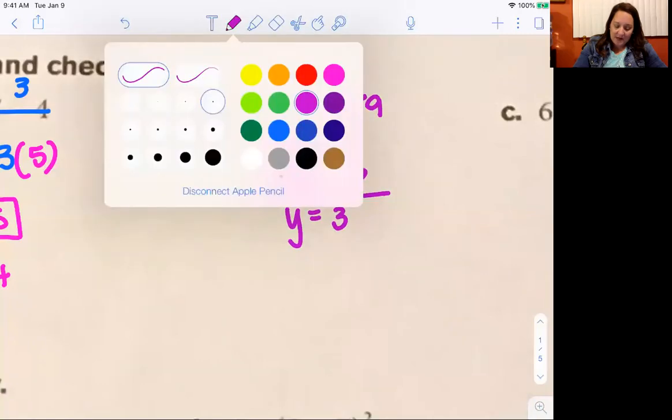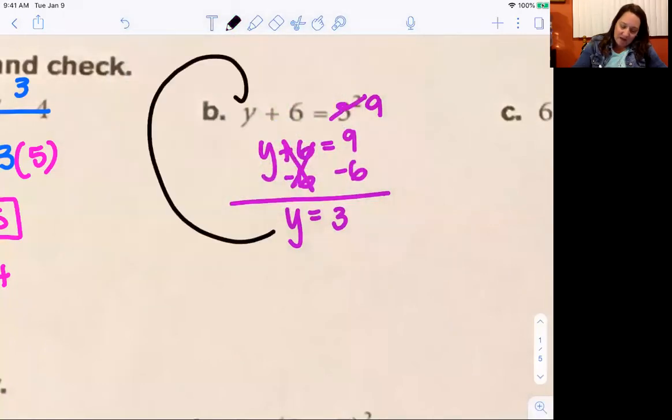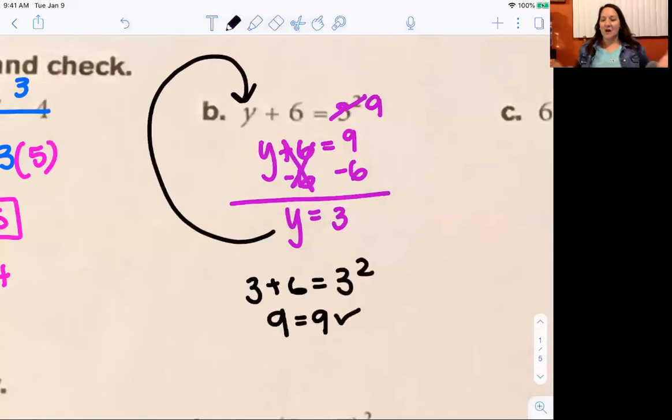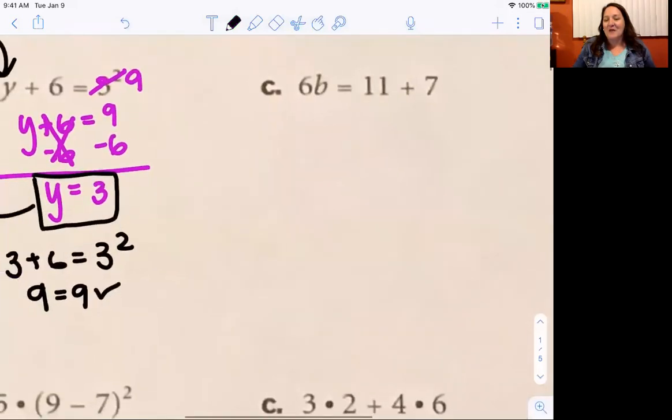We're going to check. So we're going to plug that 3 into y. 3 plus 6 equals 3 squared. 9 equals 9. Excellent job. We did it. We are awesome. We are doing this. Let's move on.